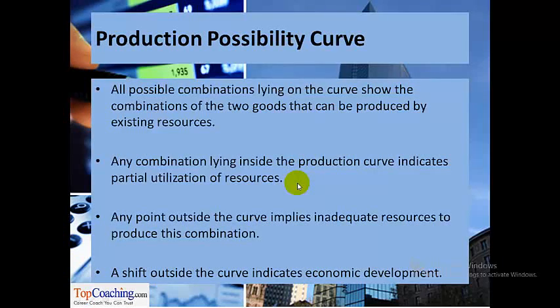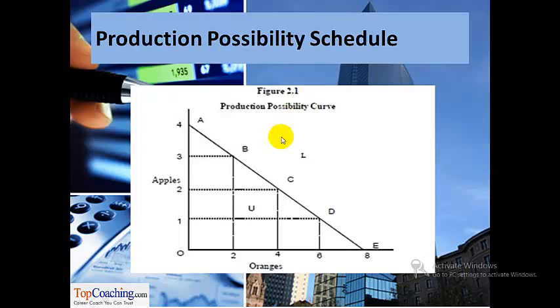Any combination lying inside the production curve indicates that resources are not being fully employed in the best known way. Similarly, any point outside the production possibility frontier implies that the economy does not have adequate resources to produce this combination. But a shift outside the production possibility frontier certainly indicates economic development. This is possible by technological advancement and increase in supply of factors of production.